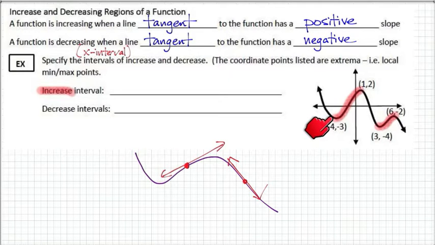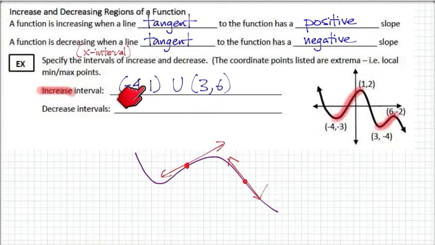So we're going to specify from -4 up to 1. That's one interval right here. And then we have the other interval over here from 3 to 6. So we use the union sign to say the set of all numbers between -4 and 1 in addition to this set of all numbers between 3 and 6.